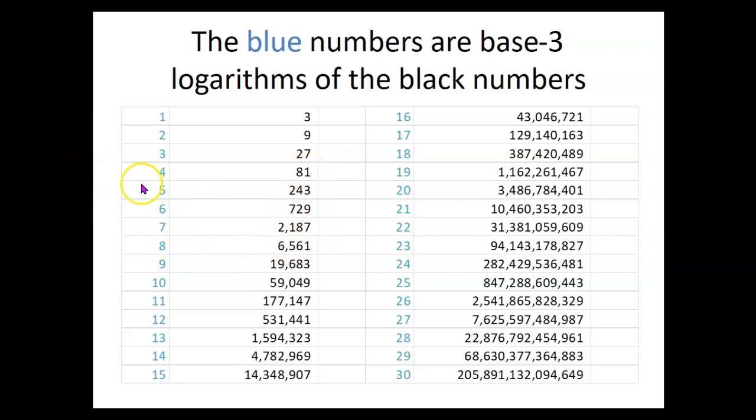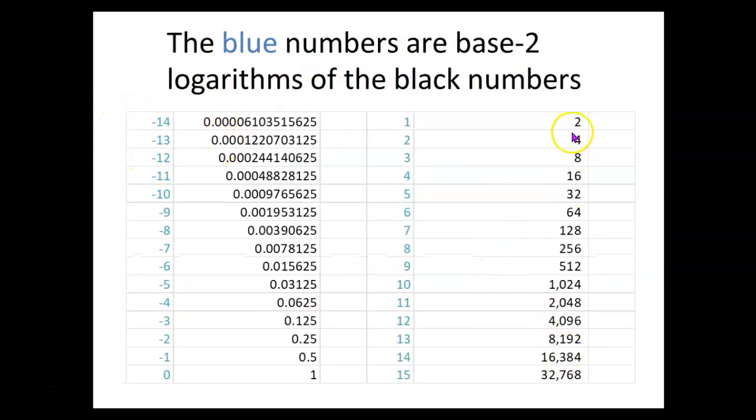I mentioned that, in this list of numbers, the blue numbers are the powers or exponents that you raise 3 to get the black numbers. 3 to the 1 power is 3, 3 to the 2 power is 9, 3 to the 3 power is 27, and so on. So another way of saying that is that the blue numbers are the base 3 logarithms of the black numbers. The base 3 logarithm of 3 is 1. The base 3 logarithm of 9 is 2. The base 3 logarithm of 27 is 3, and so on.